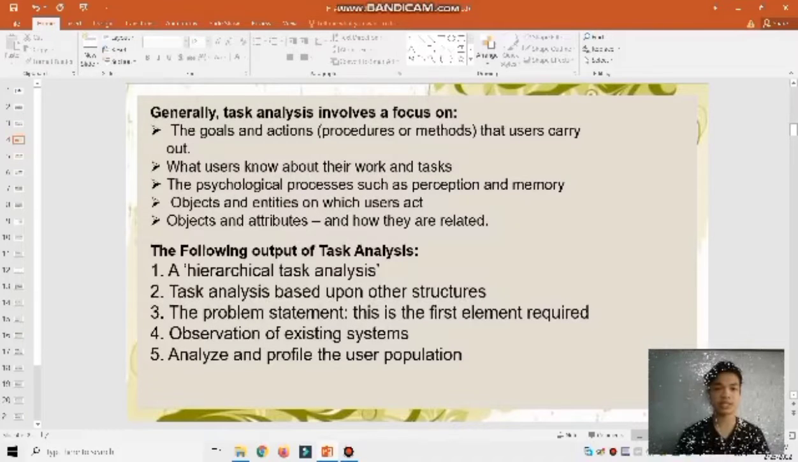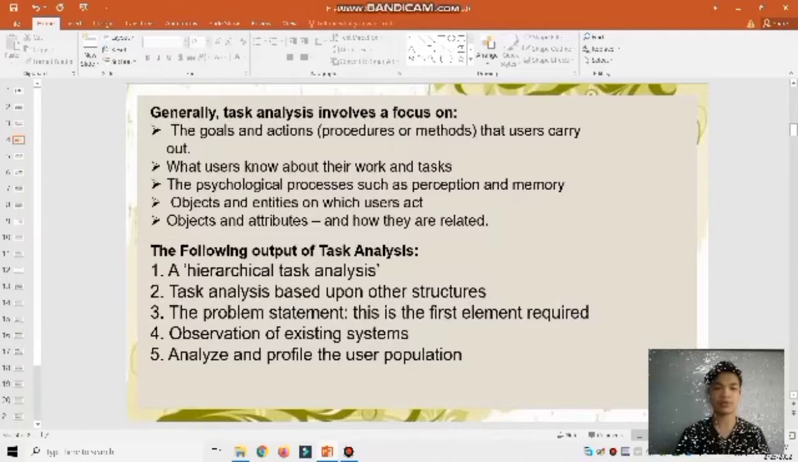Generally, task analysis involves a focus on the goals and actions, procedures or methods that users carry out, what users know about their work and tasks, the psychological processes such as perception and memory, and the objects and entities on which users act, objects and attributes, and how they are related.